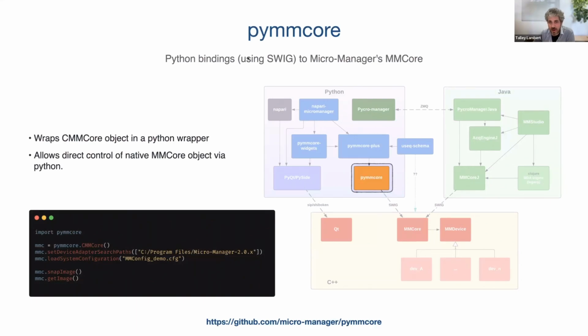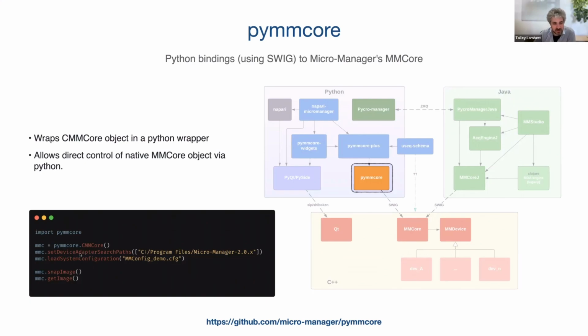Core, as I mentioned, are Python bindings to that C core. So this wraps it in a Python wrapper and allows direct control. So you would use this as shown down here. You would import Core. You would make an instance of the CMM core. And so now this is a Python object that is directly calling and controlling this C native library. And you have access to the full core API.